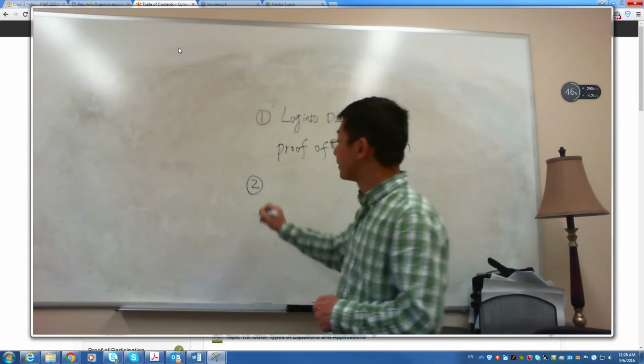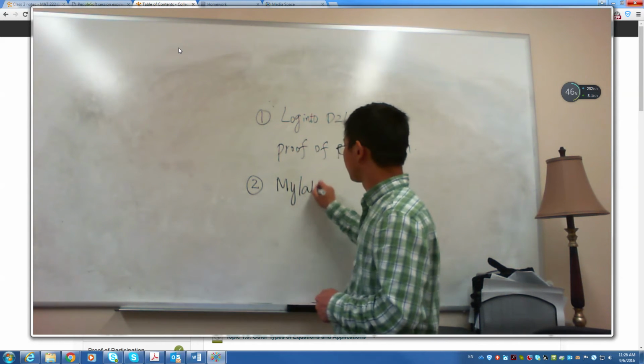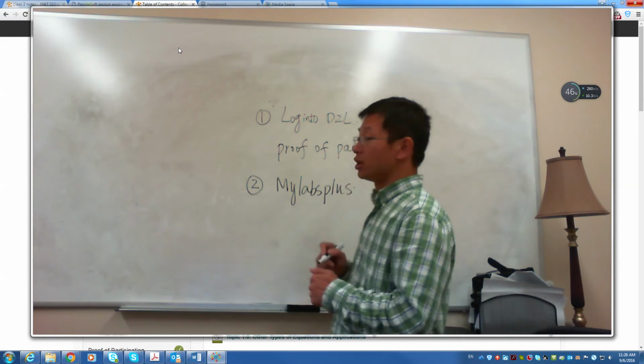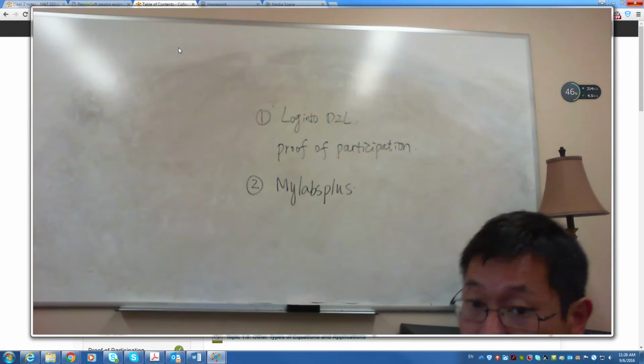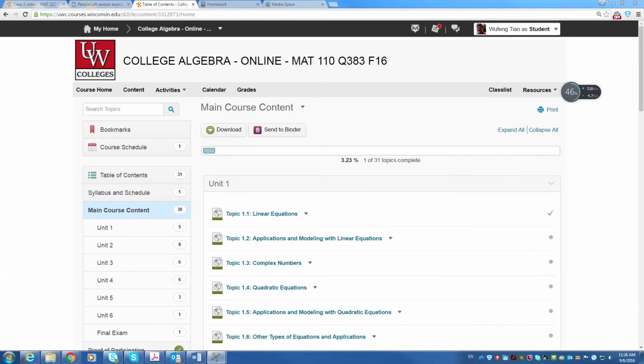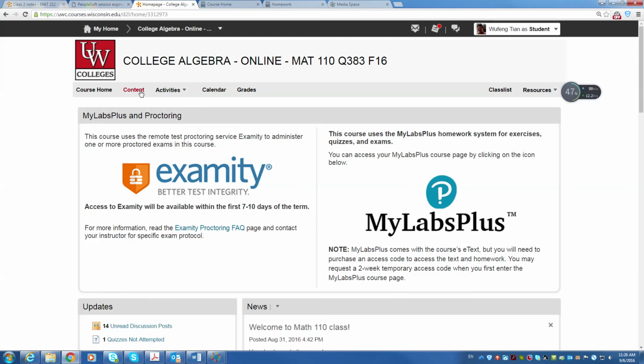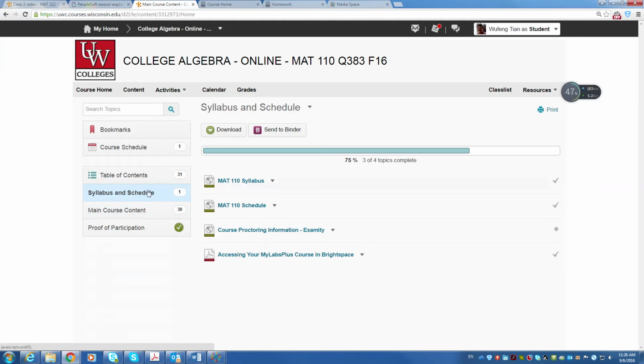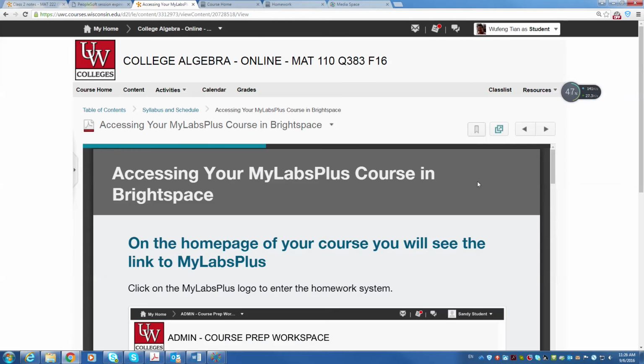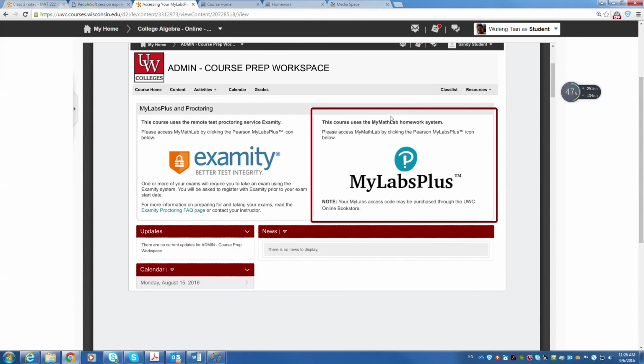Second, you need to log into MyLabs Plus. Okay? So where is MyLabs Plus? You go to the course home, click MyLabs Plus, and it has an instruction. Here is the instruction of using the MyLabs Plus syllabus: accessing your MyLabs Plus course in Brightspace. Brightspace is the same thing as D2L. So these are the instructions for how you log into MyLabs Plus.